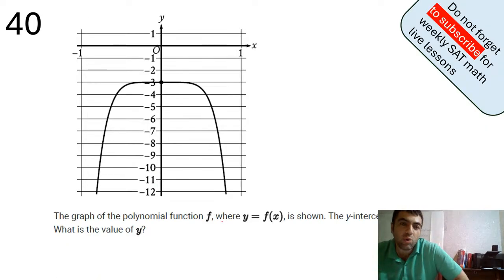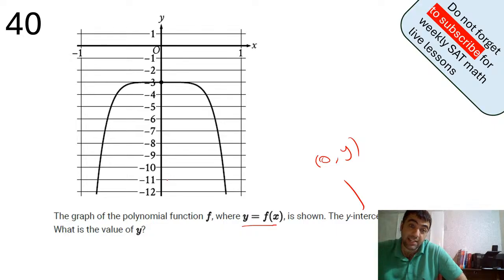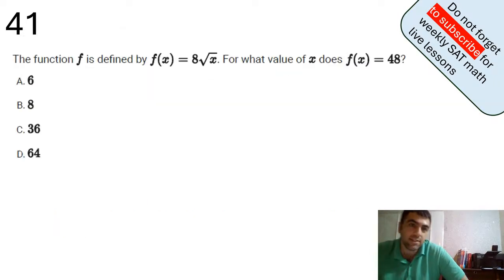The graph of the polynomial function f, where y is equal to f of x, is shown. The y-intercept of the graph is (0, y). What's the value of y? Mr. Saif says negative 3. Mr. Shahin says 3. But this is negative 3, Mr. Shahin. Negative 3, okay? The answer is negative 3. You are right, guys.